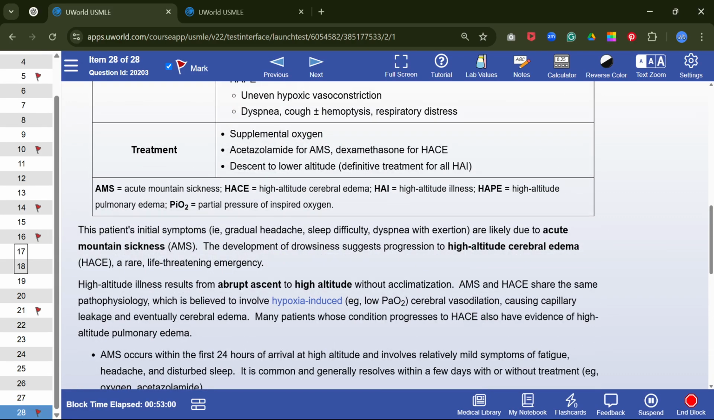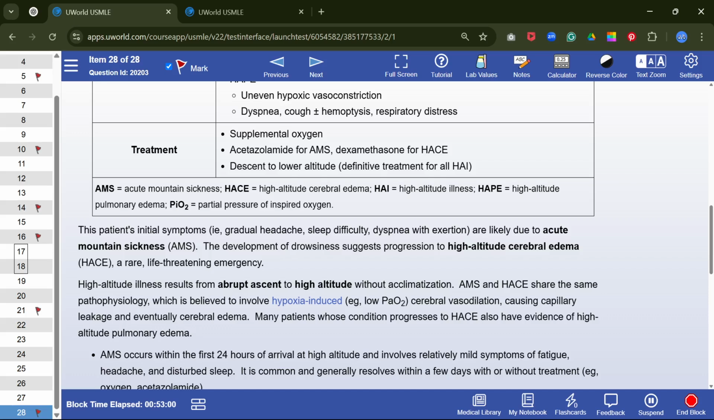This patient's initial symptoms of gradual headache, sleep difficulty, and difficulty with exertion are likely due to acute mountain sickness. The development of drowsiness suggests progression to high altitude cerebral edema, HACE, a rare life-threatening emergency.